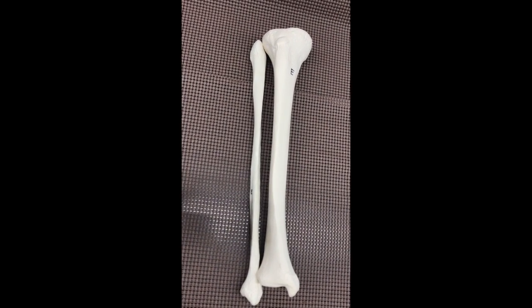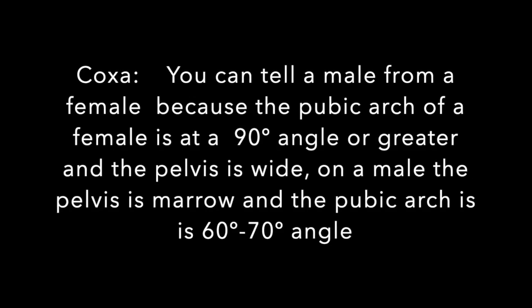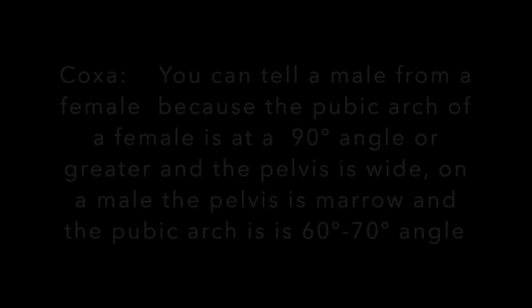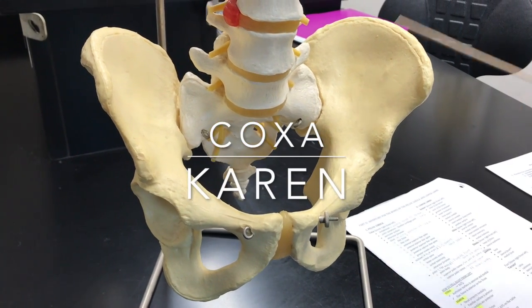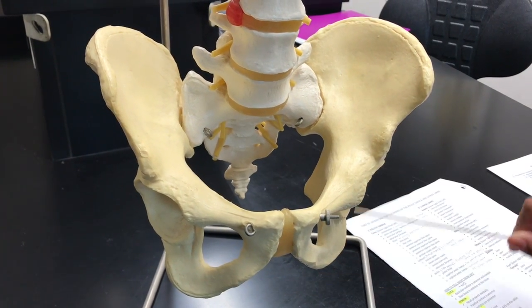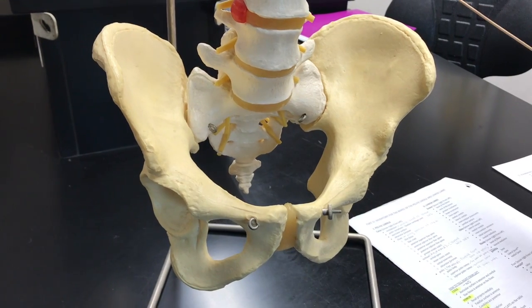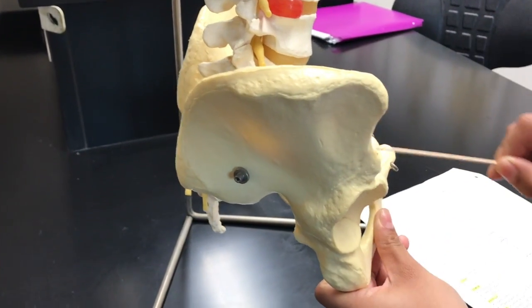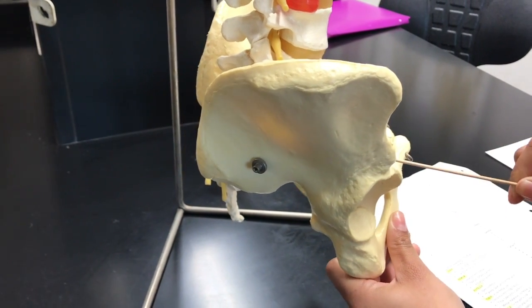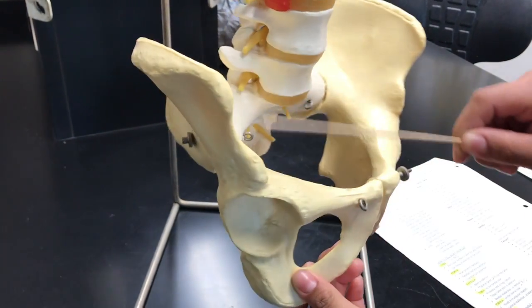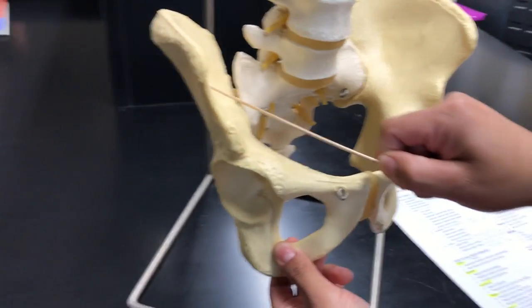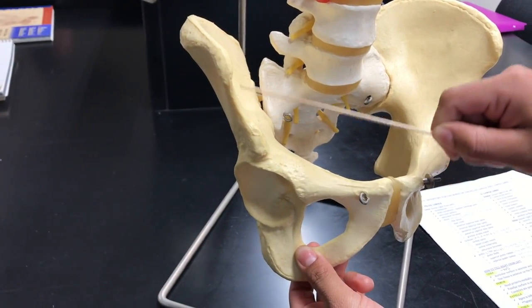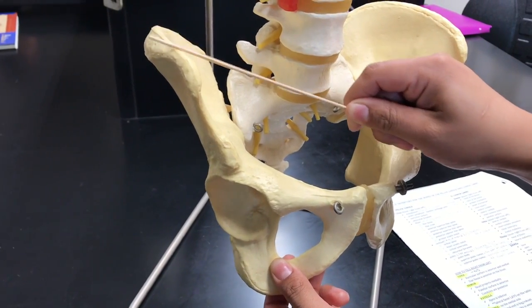They go together. This whole part is going to be the coxa. The coxa is divided into 3 separate parts. This top part right here is the ilium. And this is going to be the iliac fossa in here. It's an indentation. Then up here is the iliac crest.